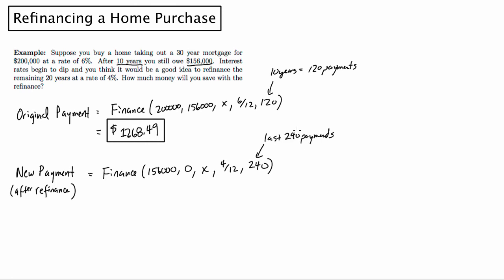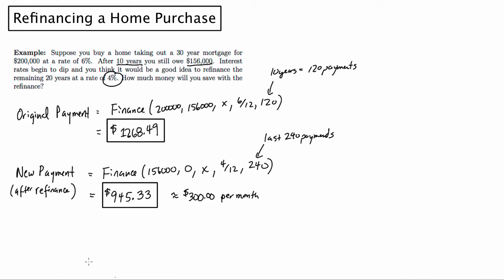And so with this lower interest rate, so this is the refinance rate of 4%, what is the new monthly payment? So after you refinance, it turns out to be $945.33. This is approximately a $300 savings per month. So you're saving approximately $300 per month with the refinance.